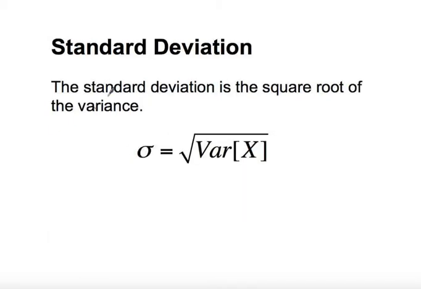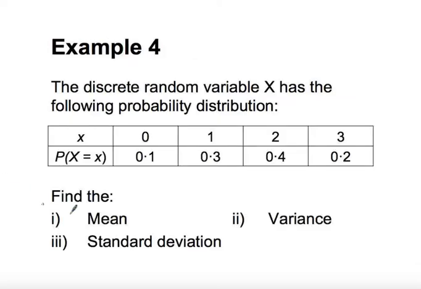Another definition we need to look at is the standard deviation. The standard deviation is the square root of the variance, so that's denoted by sigma, and that's equal to the square root of the variance of x. Let's have a look at calculating these new things that we've met. Okay, so example 4, we've got discrete random variable x. We're given its probability distribution, and we are asked to find the mean, the variance, and the standard deviation.